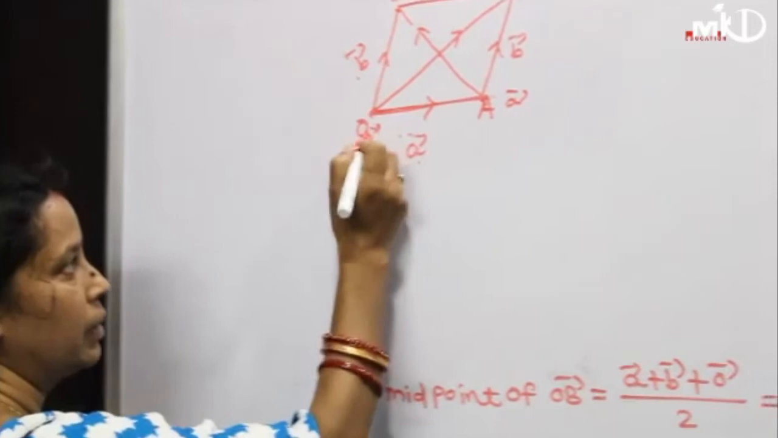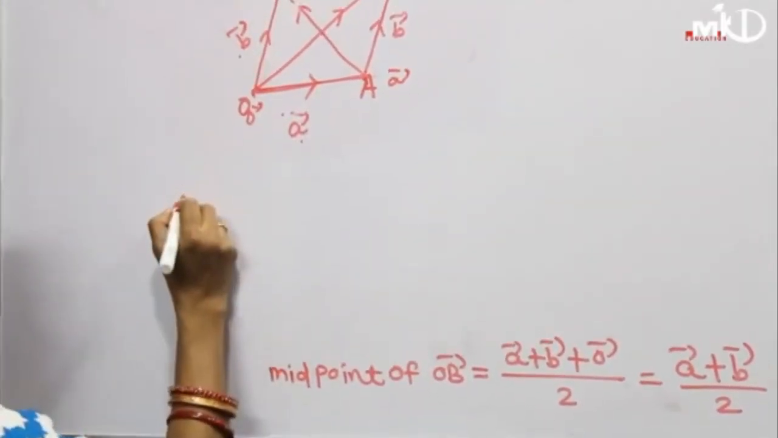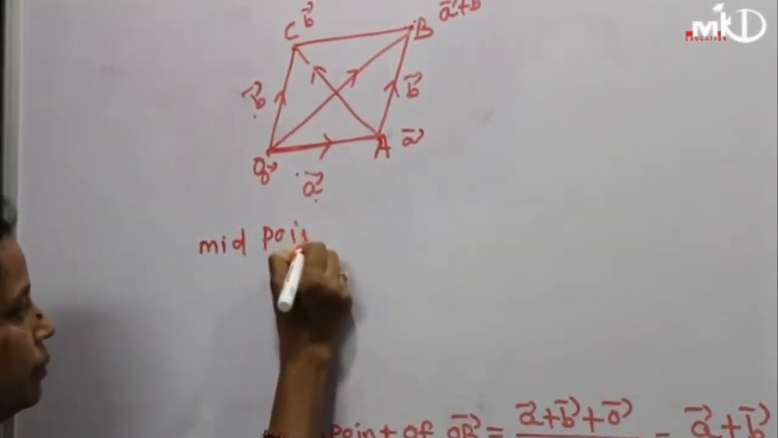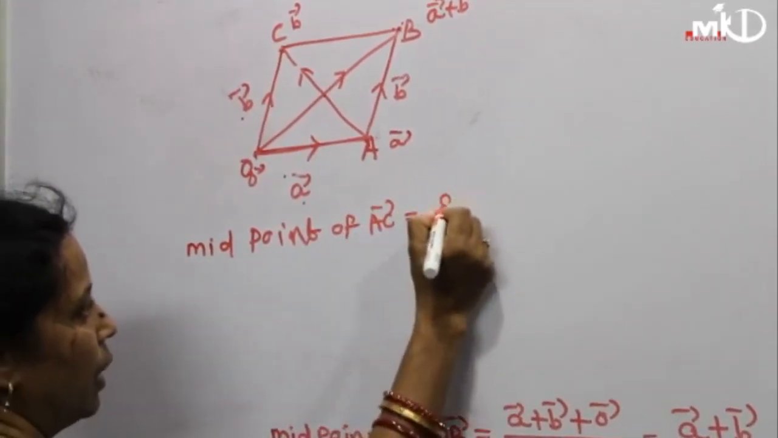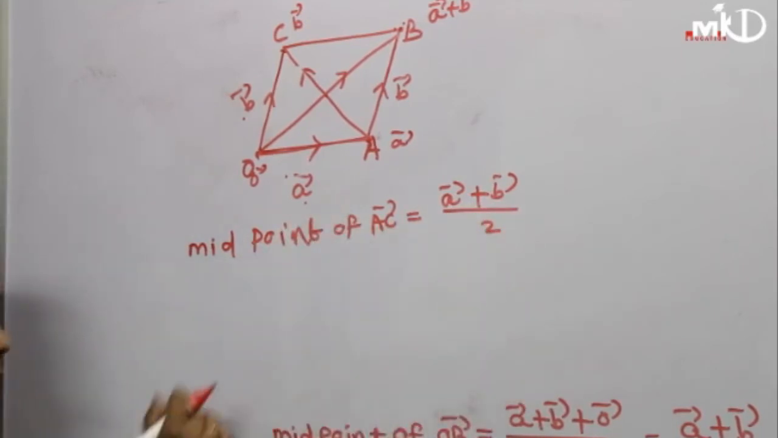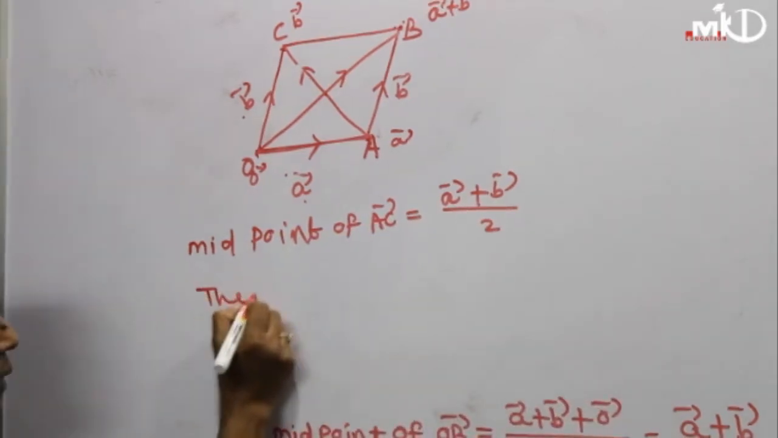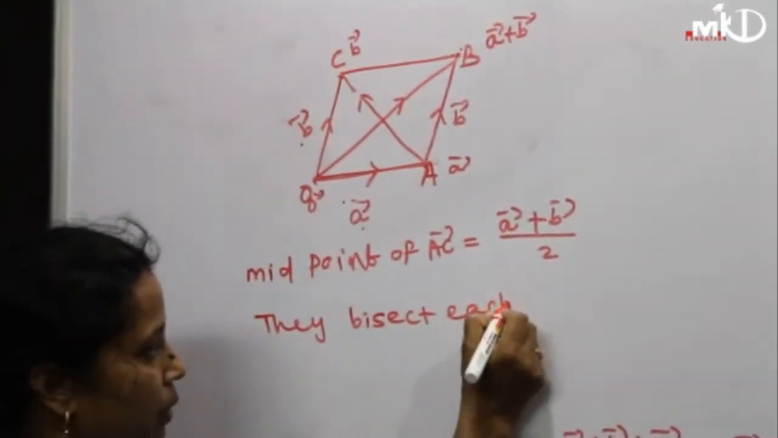Now you see the position vector of A is equal to A bar and C is equal to B bar. So the midpoint of AC bar is equal to A bar plus B bar by 2. It is from the midpoint formula. Now you see the midpoint of OB and AC are the same. So they bisect each other, which is our part 1.